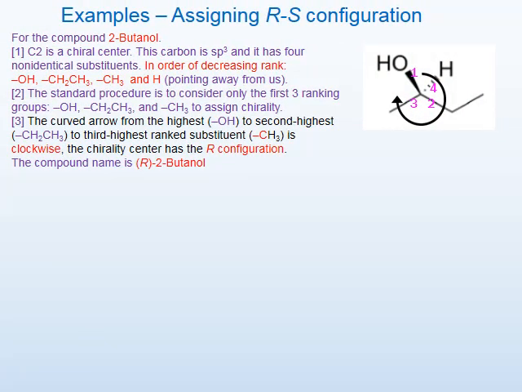For the compound 2-butanol, we place rank 4 hydrogen behind the chiral center. With atomic number 8 for oxygen, the hydroxy group gets rank 1. Then we move on to rank the other 2 groups. By comparing carbon to carbon, we have a tie. In the second round of elimination, the methyl group gets rank 3, because the next bound atoms are all hydrogens, while the remaining group has a carbon bound to it. This last group gets rank 2. The curved arrow from the highest to second highest to third highest rank substituent is clockwise. The chiral center has the R configuration. The compound name is R-2-butanol.